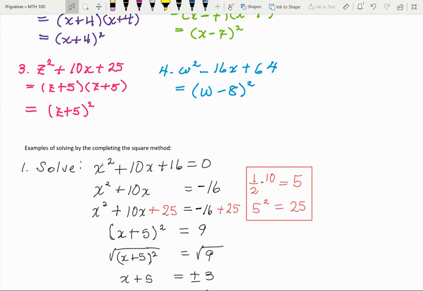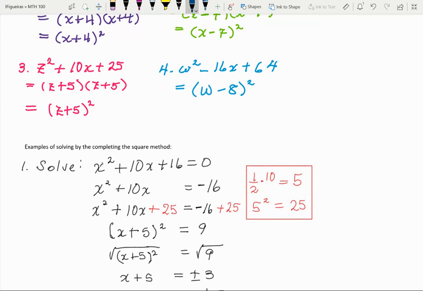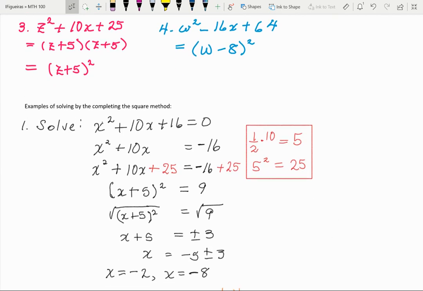So we have our examples of solving by the completing the square method. We want to solve x squared plus 10x plus 16 equal to 0. That's an equation in standard form. But as I mentioned before, you do not want your equation in standard form. So the first step is to subtract 16 from both sides. That's where we're at here. I have x squared plus 10x equals negative 16.